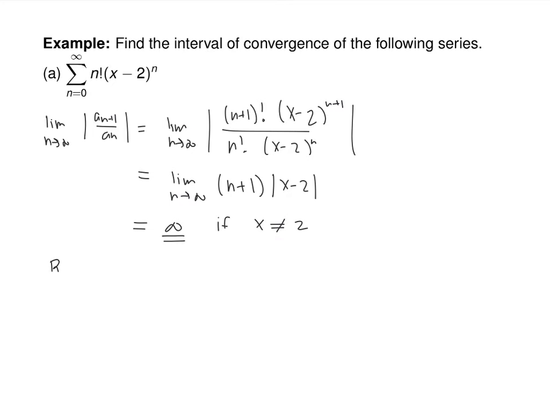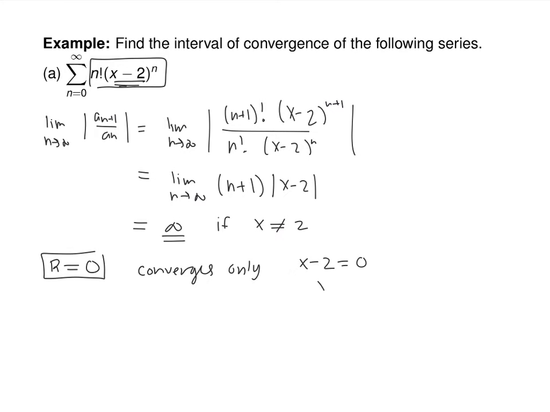So this thing will have radius of convergence 0, meaning it converges only when you're summing up a bunch of zeros. And you're going to be summing up a bunch of zeros if this x-2 is equal to 0, which means x equals 2 only. That's the only value for which this series converges. So the interval of convergence includes the number 2 and nothing else.